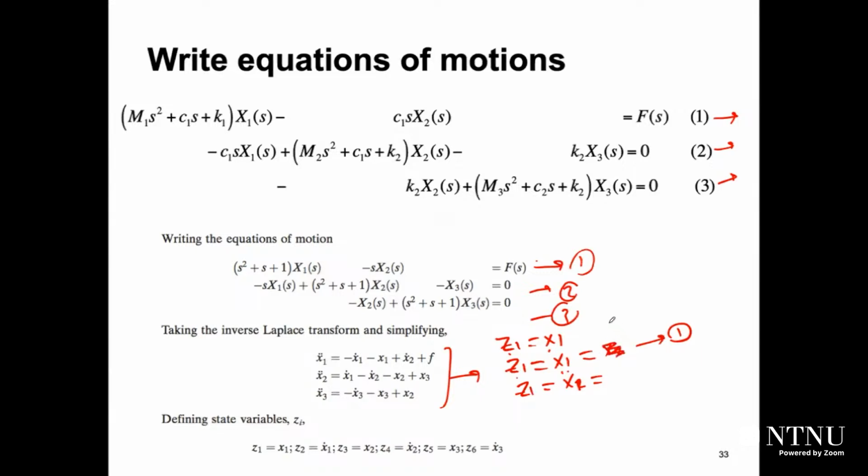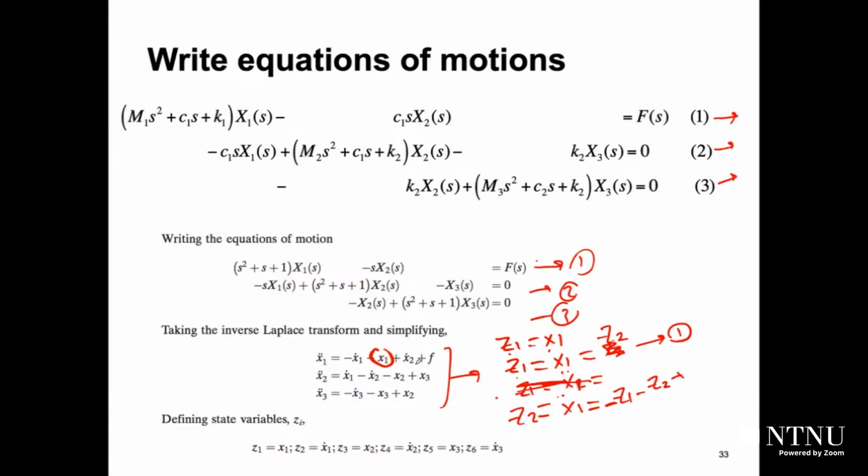Sorry, Z2 equals X1 dot, not equal Z2. Differentiate this equation, so Z2 dot equals X1 double dot from equation 1, X1 double dot equals minus X1 dot. I will start with this minus X1. What is X1? It's Z1, right? So it will be minus Z1 minus X1 dot, it's Z2, so it will be minus Z2 plus X2 dot.